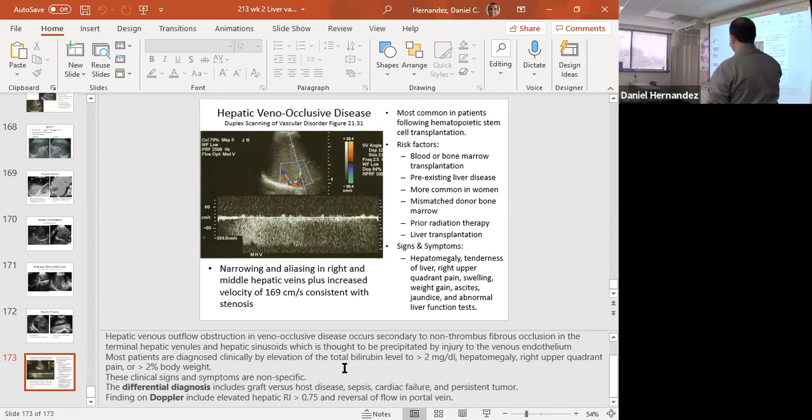TIPS shunts, we use that to take pressure off the portal vein in cases of portal hypertension to try and prevent the development of portal vein thrombosis. The main cause of portal hypertension, cirrhosis. That's going to be the number one cause, hands down.